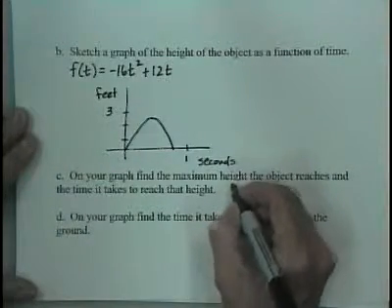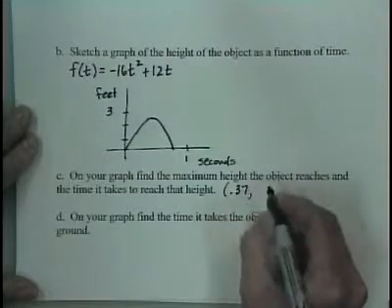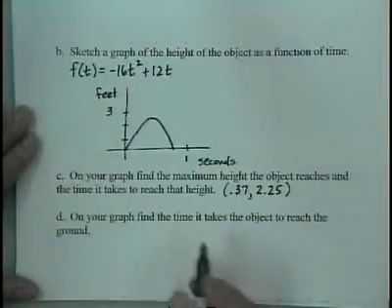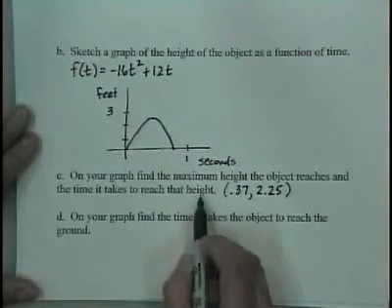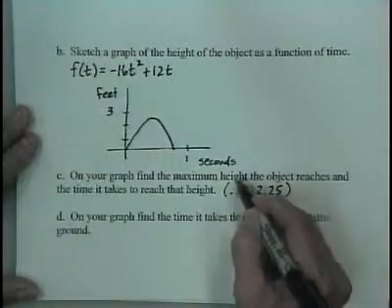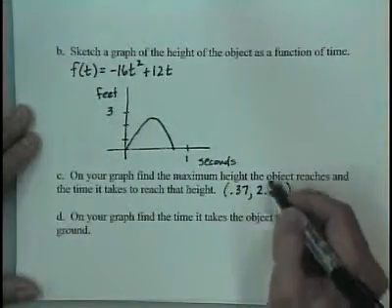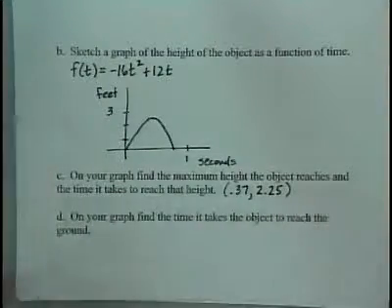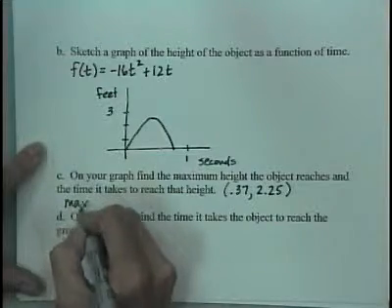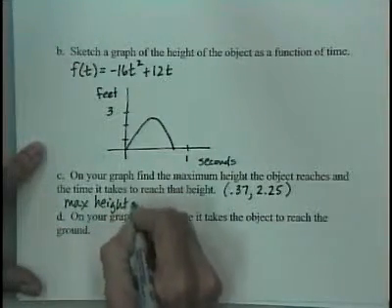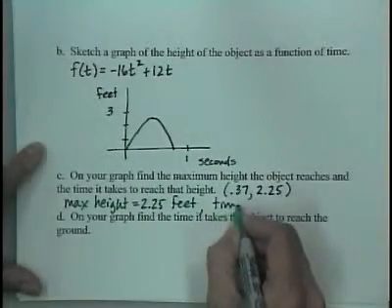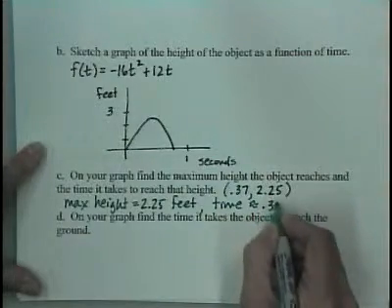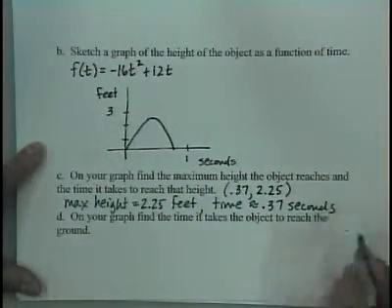So what we found was the vertex was approximately 0.37, 2.25. The question says find the maximum height and the time it takes to reach that height. Remember that the independent variable is time in our problem, and that the dependent variable represents the height. So the maximum height is the 2.25 feet, and the time it takes to get there is approximately, because we rounded, 0.37 seconds.